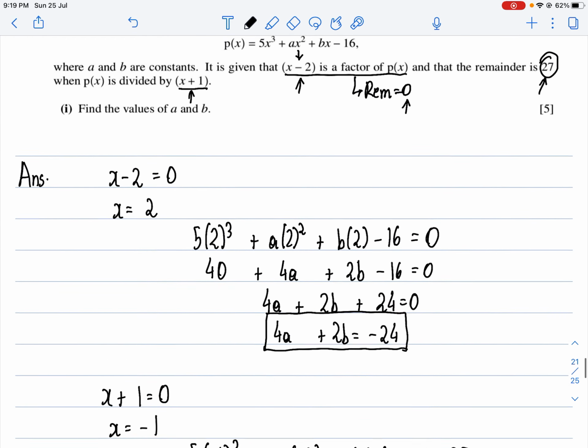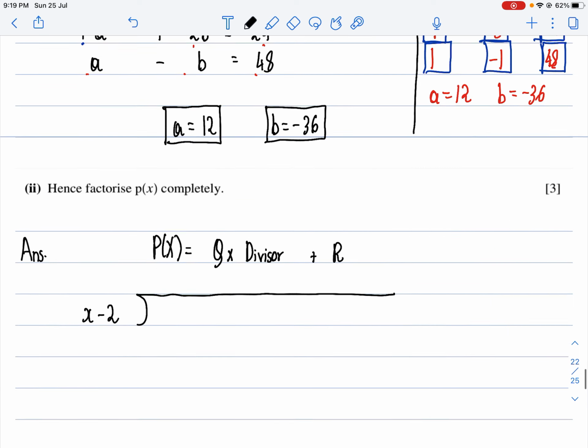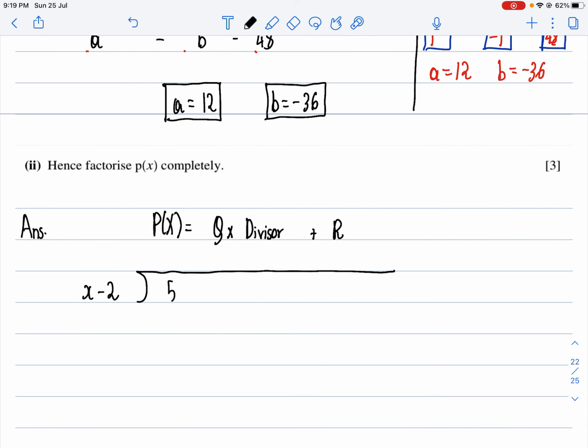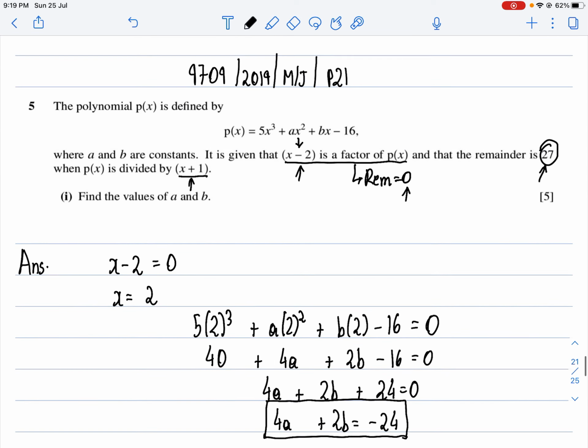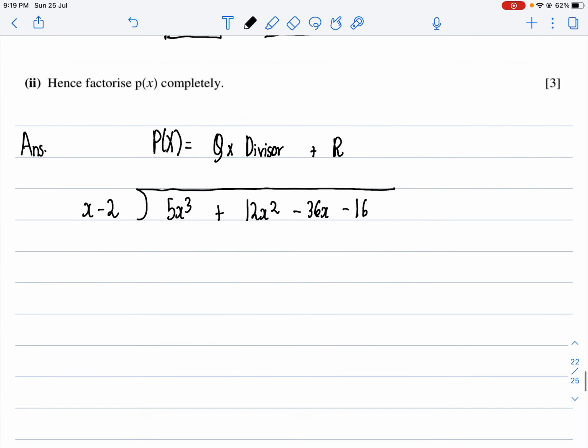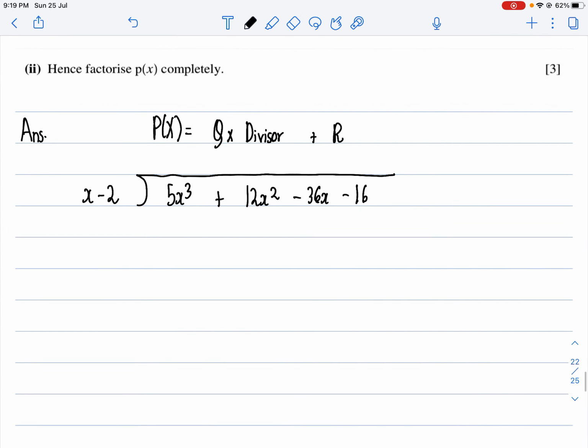Now write the P of X. So write 5x cube. Plus 12x square because your a is 12. Correct? Minus 36x minus 16. Correct? I just substituted the values of a and b in the P of X which I have here. So now I can attempt long division.